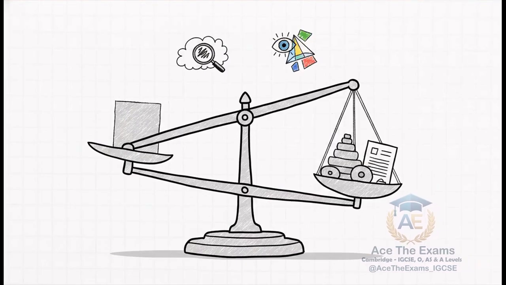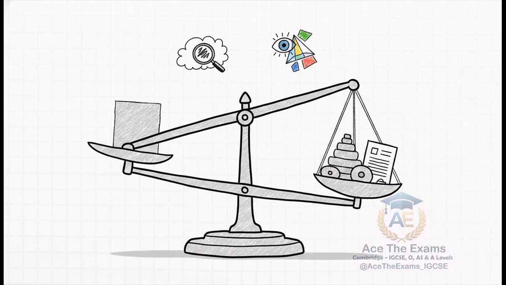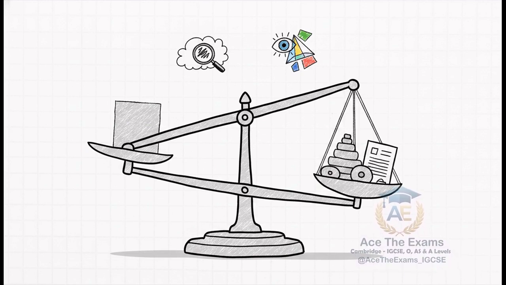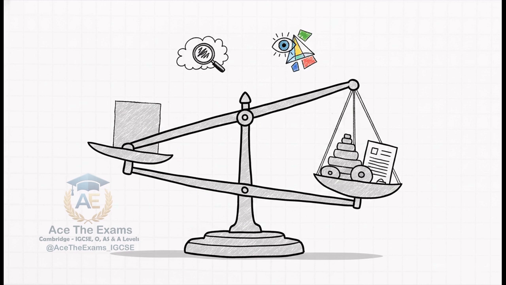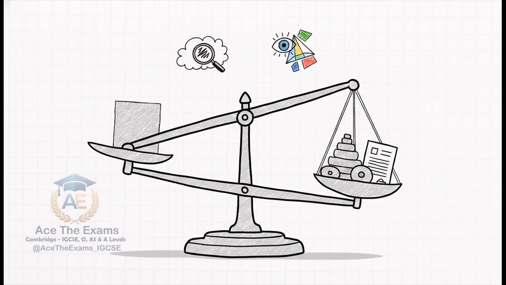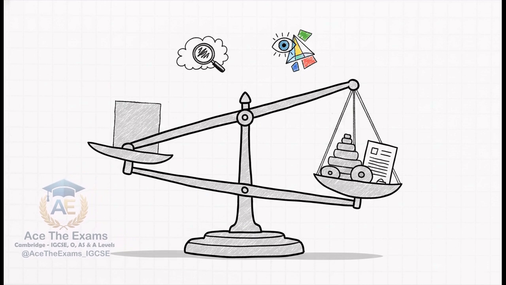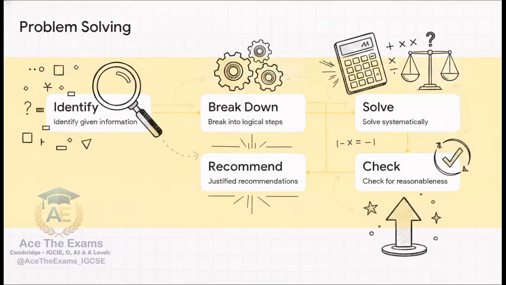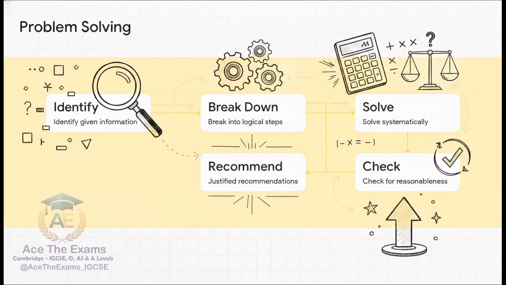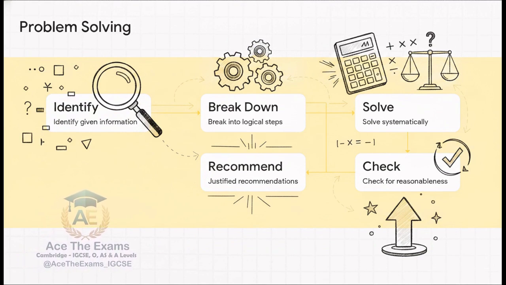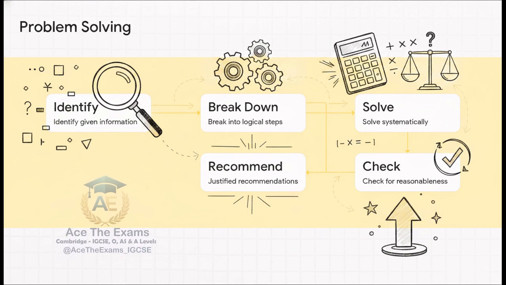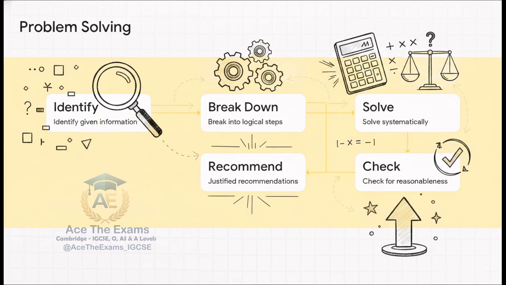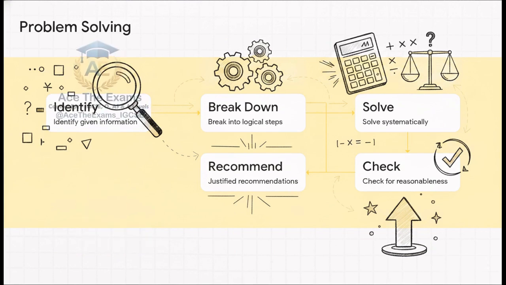Top candidates don't just act like human calculators. They demonstrate what we call evaluative thinking. This means they're actively questioning assumptions, considering different perspectives within the problem, and firmly justifying every single decision with solid mathematical evidence. They never just state an answer. They prove exactly why it has to be the right answer. To pull this off, they rely on a really powerful deconstruct, solve, evaluate method. They systematically identify the given info, break it all down into logical steps, solve it systematically, check it for reasonableness, and then make justified recommendations. It's essentially a foolproof way to break down any terrifying word problem into totally manageable, logical little pieces.